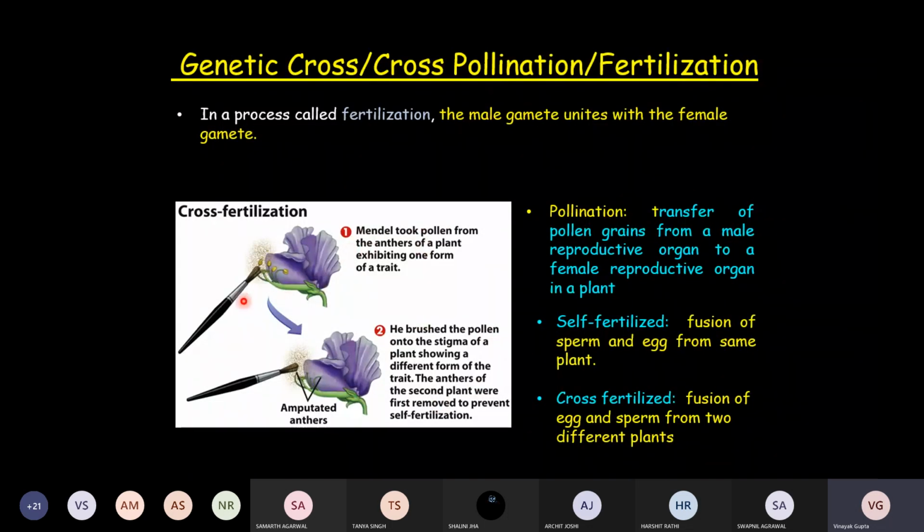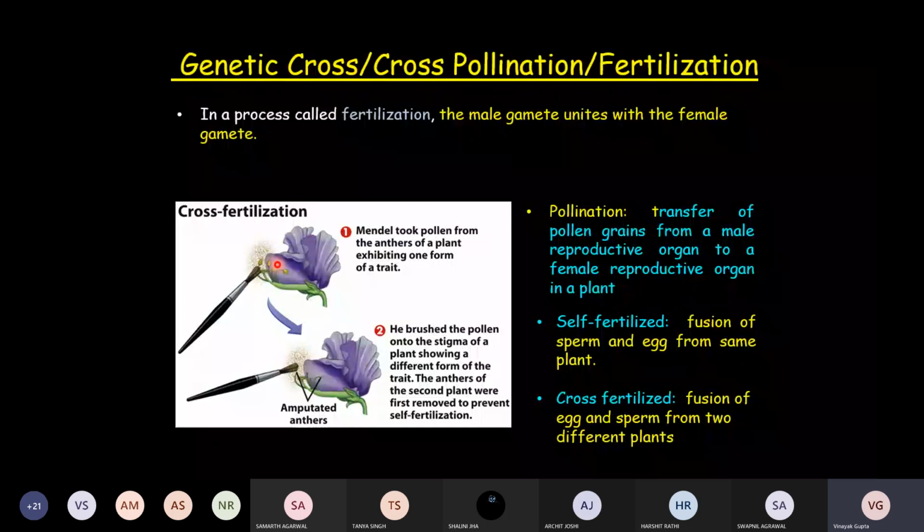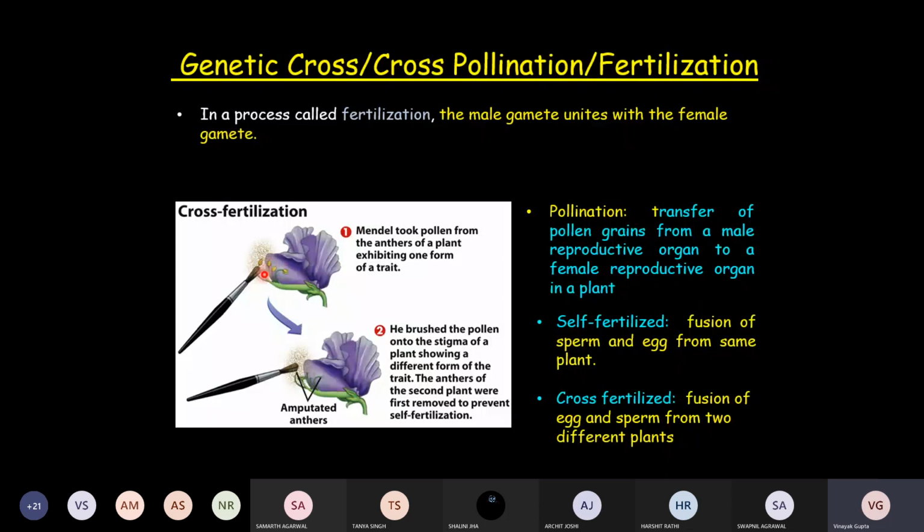So Mendel used to use this brush. That is the only tool which he used. No other sophisticated instrument. He used the brush to take the pollen grains from the anther of the plant which exhibits one form of a trait. Let's say tall plant, that is the trait. So he collected those dust particles, which are male gametes, basically the pollen grains, from a plant which exhibits one particular trait. Then he brushed those pollen grains onto the stigma of the second plant.